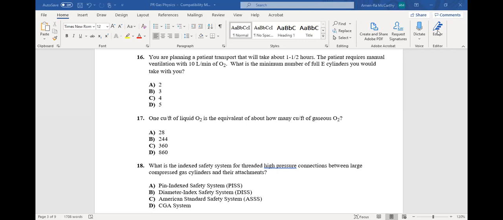Probably want to take more than that just in case the ambulance breaks down. That can happen. You get caught in traffic, anything like that. But at least 2. Okay, that's how you figure that out.